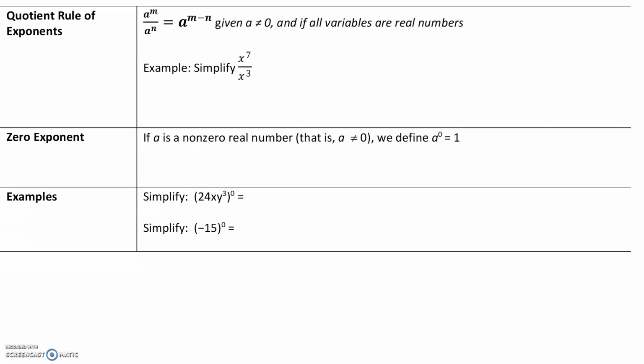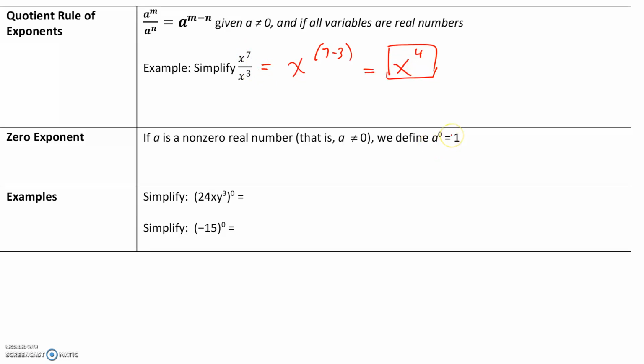So, for example, if I want to simplify x to the seventh divided by x to the third, because I'm dividing the same base, I keep the base and I subtract the powers, which gives me x to the fourth. It's always the power of the numerator minus the power of the denominator.